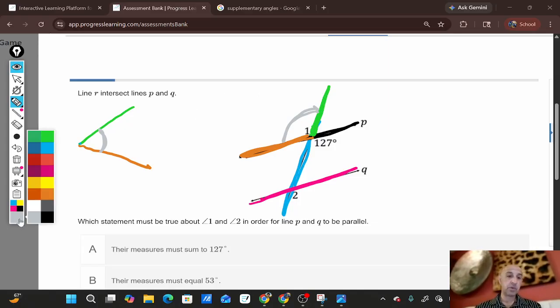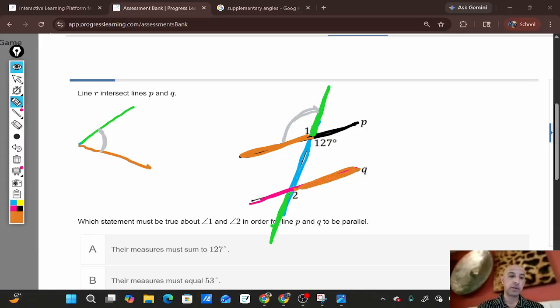The same thing with angle 2. For example, we can take this piece of line, and this piece of line, and then here is angle 2. So what is the statement about angle 1 and angle 2 in order for P and Q to be parallel?